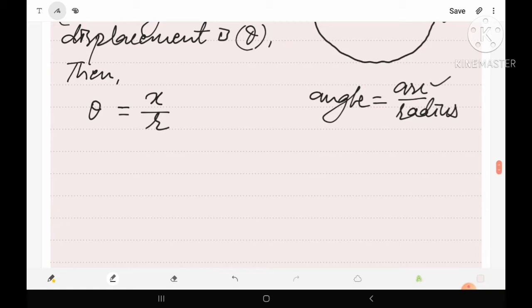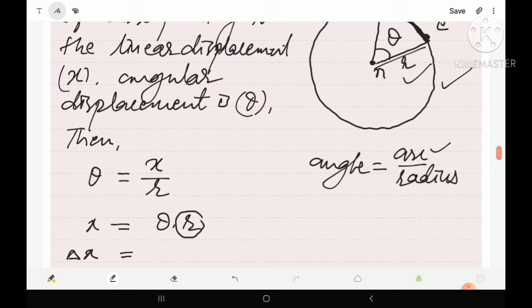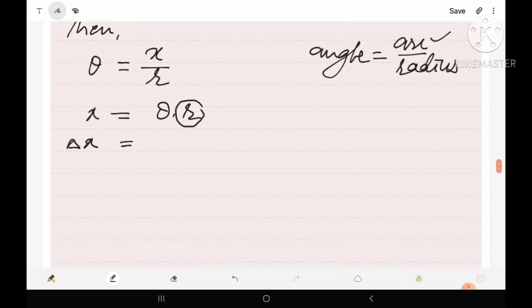Now here we can write x equals theta into r. Now let us change the left hand side of this equation, meaning del x. Obviously the right hand side will change, but because r is the radius, it will remain constant, so only theta will change. So we can write del x equals r into del theta, suppose equation number 2.